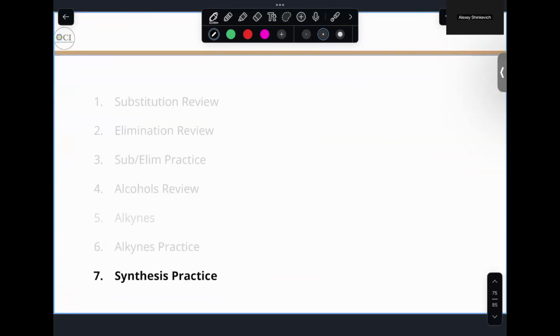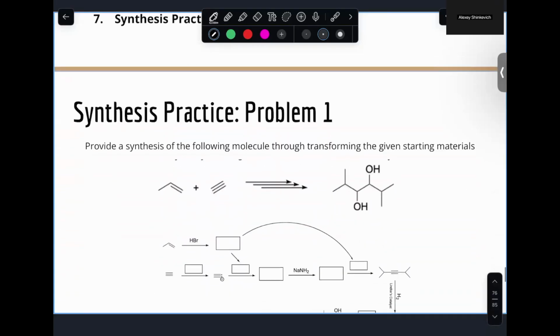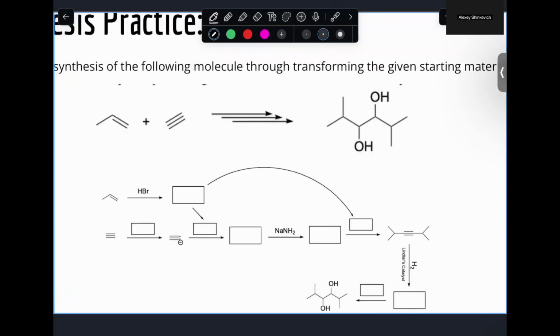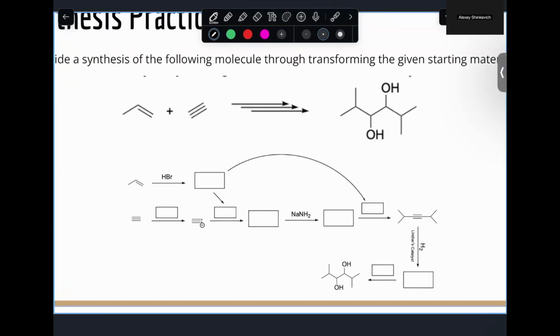All right, we're going to do some synthesis practice. This is like a roadmap. You'll definitely see one of these. If not on exam 3, you'll see it on the final. And there'll probably be like 1 or 2 of these. So I'll zoom in a little bit. Try to fill in those boxes.